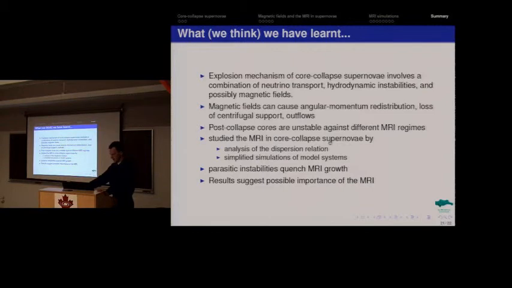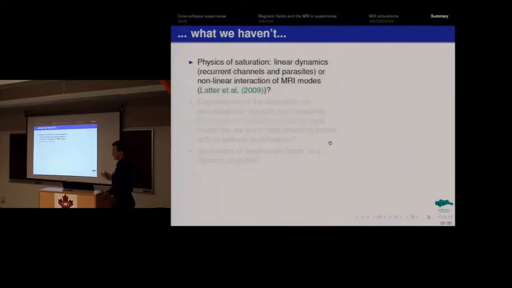So, consequently, the results suggest that the MRI may be important in supernova cores, but there's still a long list of what we have not yet understood. For example, the physics of the saturation, not only up to the termination of the growth, but the long time scale afterwards. Is it really the dynamics of linear MRI modes and linear parasitic instabilities, or is it rather the nonlinear interaction of different modes of the MRI, as suggested by this paper recently?